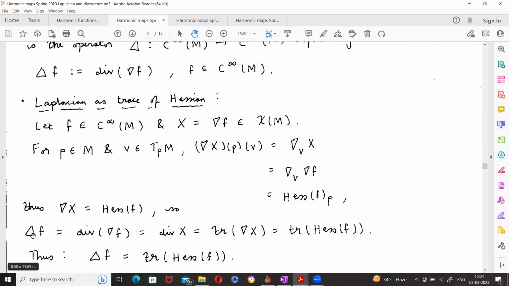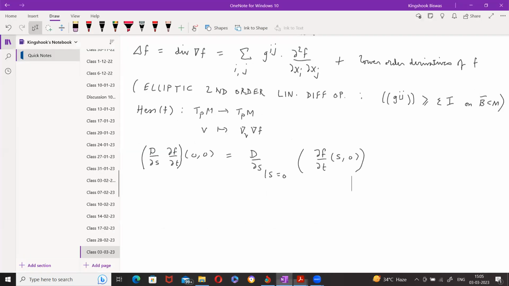And therefore the Laplacian of f, this is the divergence of grad f, which is the divergence of x. This is the trace of nabla x, which is the trace of the Hessian of f. So the Laplacian of f is the trace of the Hessian of f. Is this clear? Yes, it's clear.